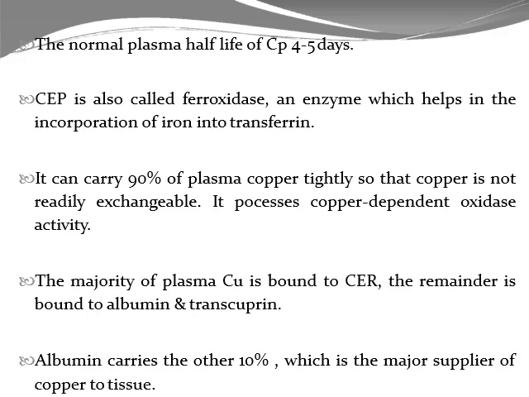What is the importance here? The normal plasma half-life of ceruloplasmin is 4 to 5 days. Please keep in mind that ceruloplasmin is also called a peroxidase, an enzyme that helps in the incorporation of iron into transferrin. Ceruloplasmin is known to carry 90% of the copper tightly bound to it. The majority of plasma ceruloplasmin is involved with copper binding, and the rest of the copper is bound by albumin and transcuprein.